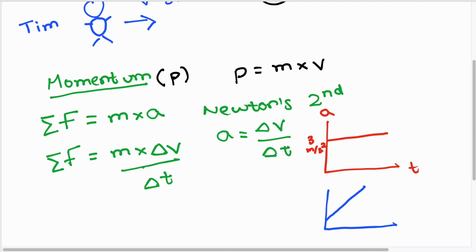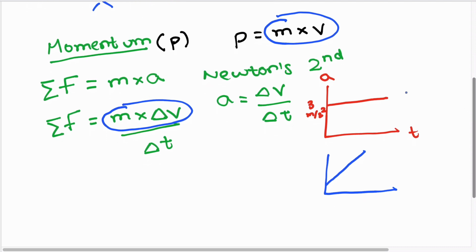Now, why don't we multiply the time over? Because it looks like we have something familiar here. This seems an awful lot like this. So let's multiply the time over and see what we get. Net force times the change in time is equal to mass times the change in velocity.